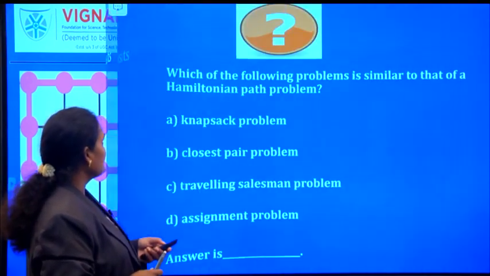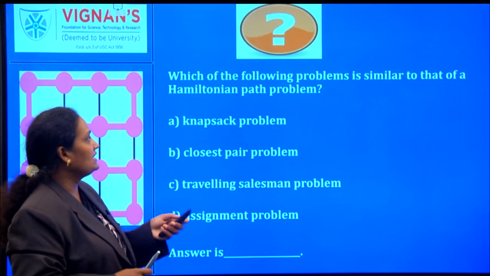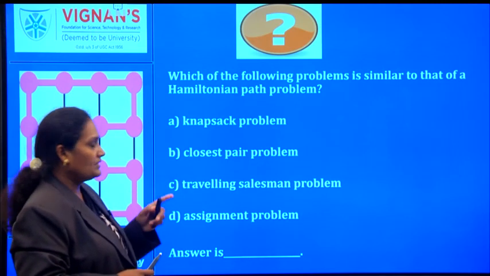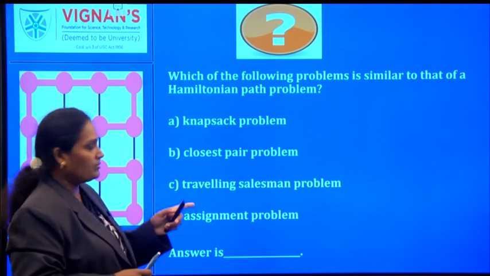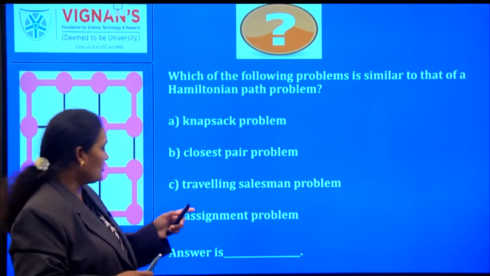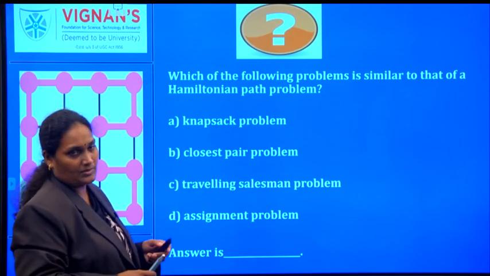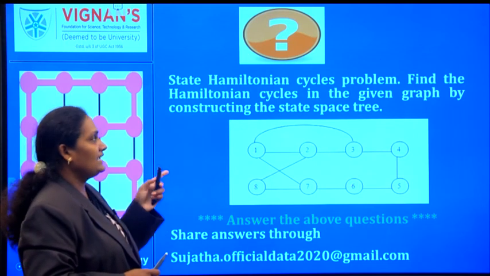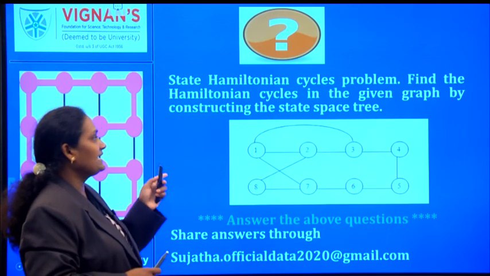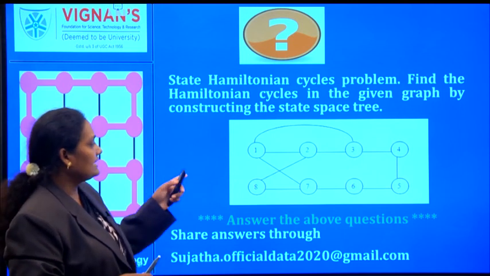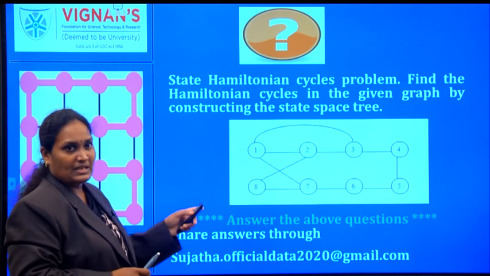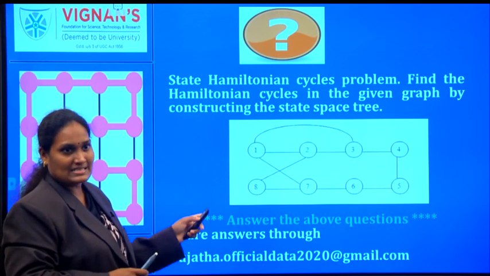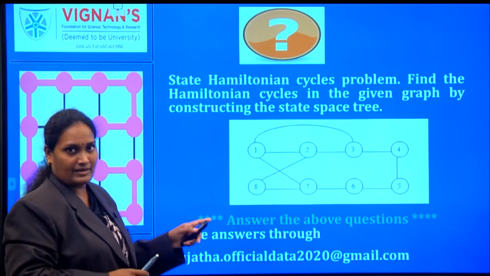The next question is, which of the following problems is similar to the Hamiltonian path problem? Option A, knapsack problem. Option B, closest pair problem. Option C, traveling salesman problem. Option D, assignment problem. The next question is, state the Hamiltonian cycles problem. Find the Hamiltonian cycles in the given graph by constructing the state space tree. Here I have given a graph with 8 vertices. Construct the state space tree for finding the Hamiltonian cycles present in this graph.